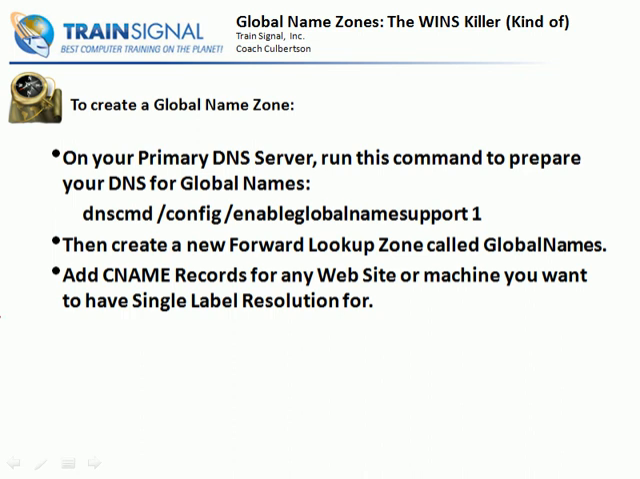All right? Then we create a new forward lookup zone called exactly what you see here on the screen, GlobalNames. Then you add CNAME records for any website or machine you want to have single label name resolution for. All right, so let me actually show you how this is done real quick, okay?